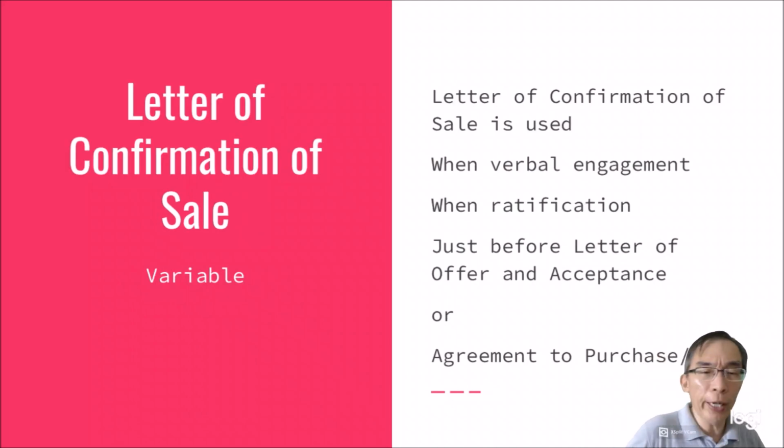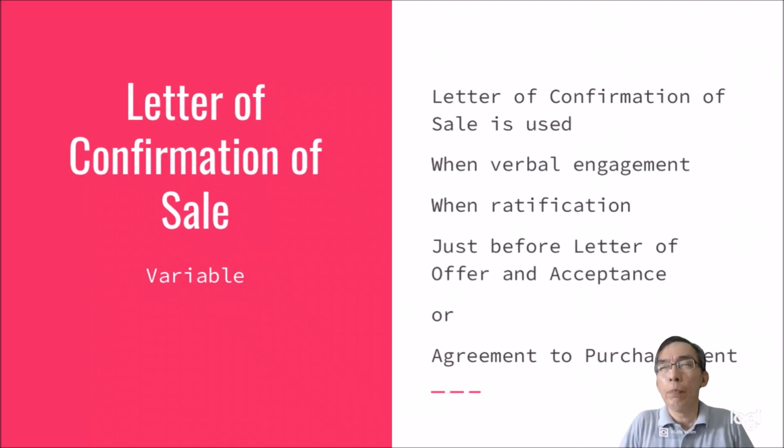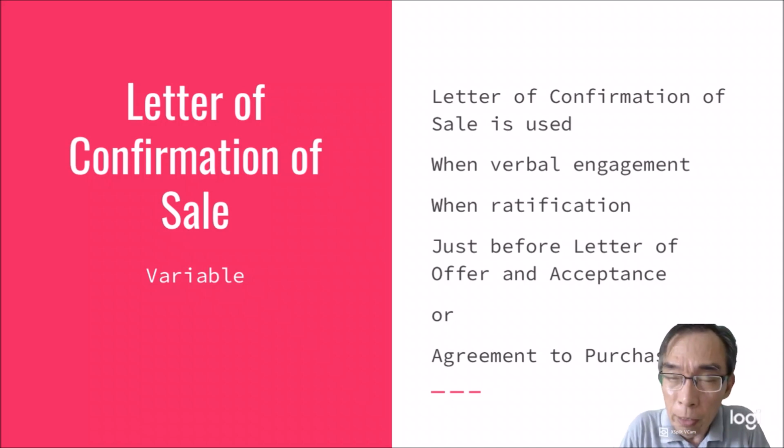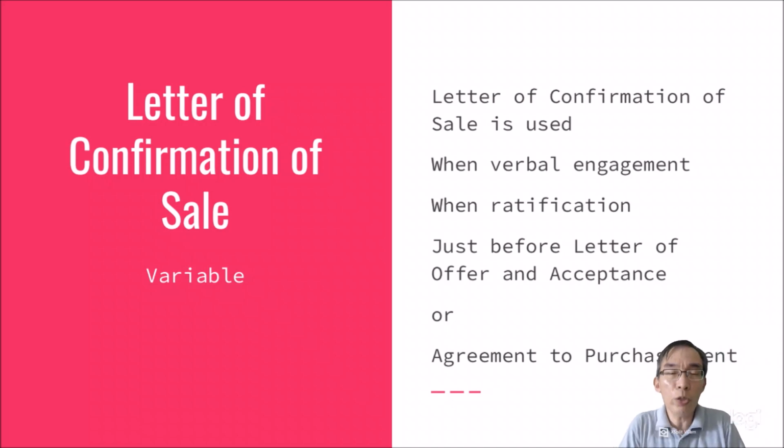Now we move to another smaller variation, which is a variable document, which is called the letter of confirmation of sale. Sometimes there is no such letter of confirmation of sale. A lot of the time it's just agreed terms into buying a property, called agreement to purchase or agreement to buy a property.